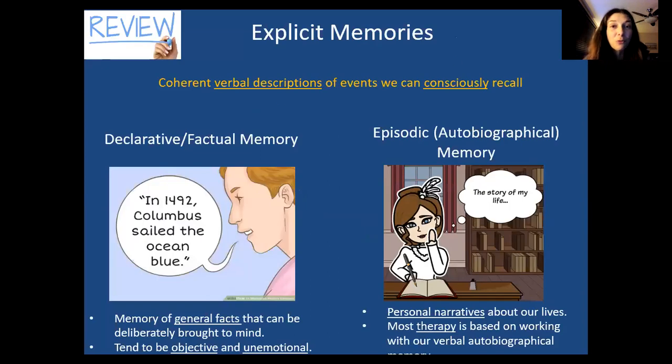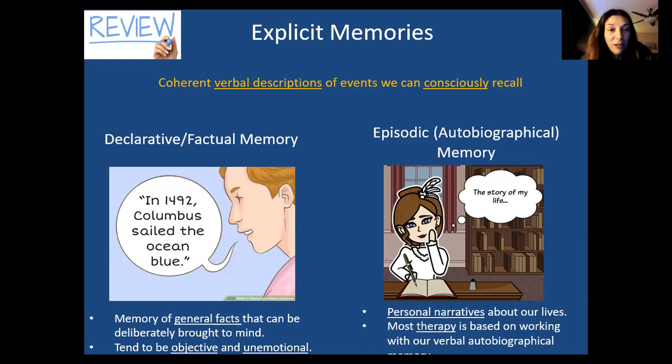First we're going to do a little review about memories. I did go over this in the video about procedural learning, but I'm going to do a quick review today. That's why it says review in the upper left-hand corner. First, let's start with explicit memories. That means they're coherent verbal descriptions of events we can consciously recall. It's when we can talk about something that happened. That's explicit memory. We deliberately call it to mind, we can think about it and say it out loud. There are 2 sections to this.